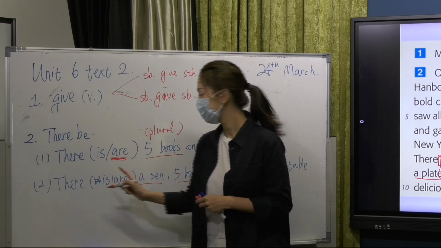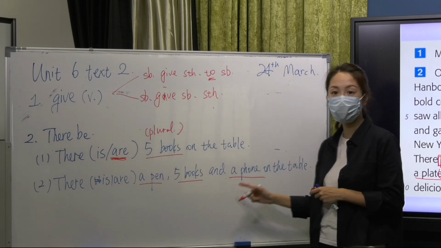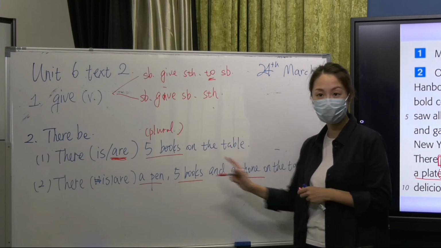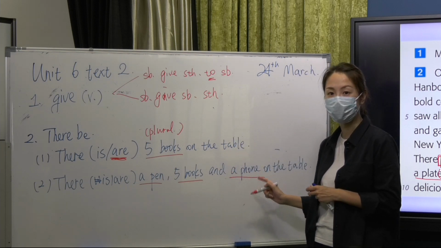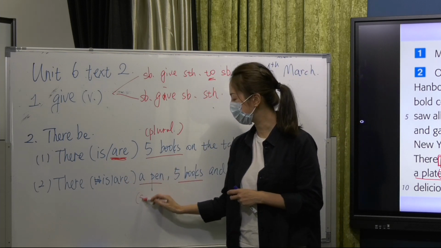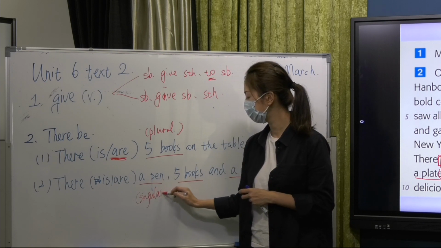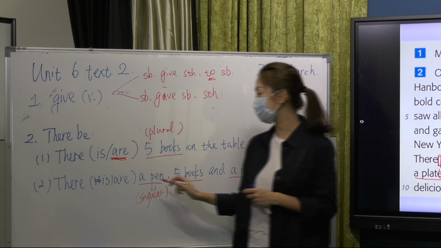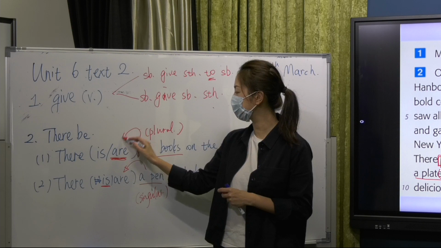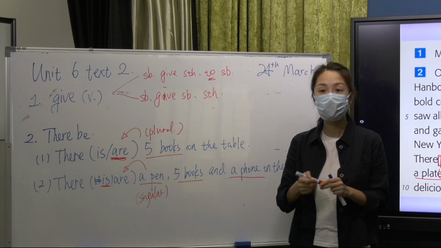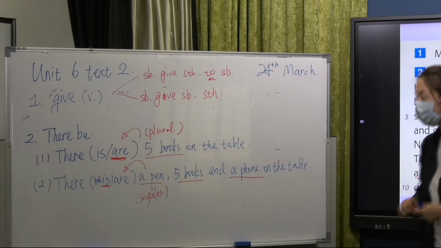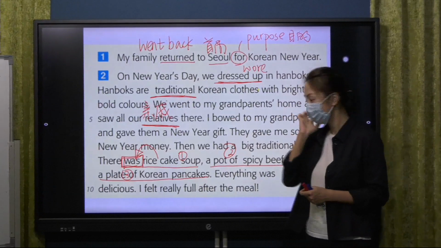And then let's look at this one. There are a pen, 5 books, and a phone on the table. So overall, there are 7 things on the table, 7 items. But after the verb, this noun is singular, so we should use is. Remember, the verb here agrees with the noun after it. So this is very important. Don't make mistakes. Let's go back to the text.